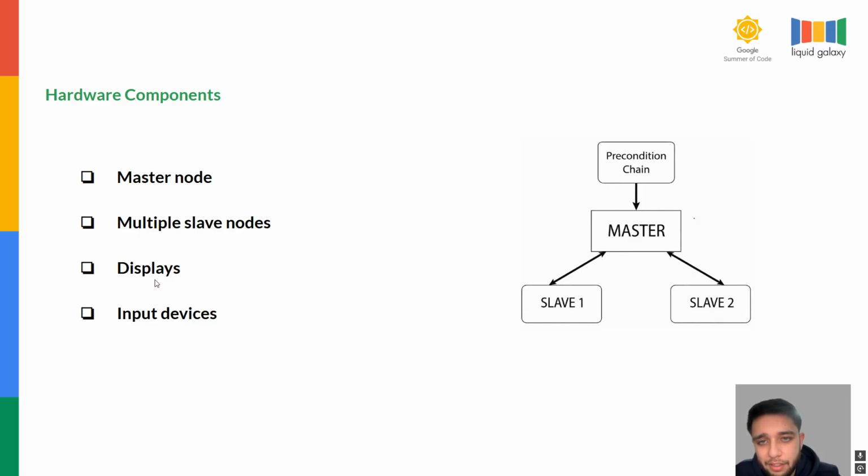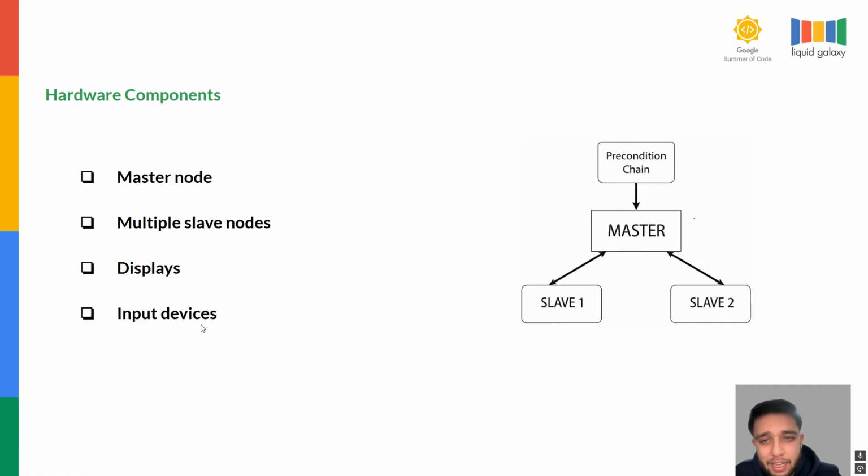Then we have the displays. These are the multiple screens placed side by side in a curved or straight environment. Together they create an immersive visual environment, making the content look more realistic and engaging compared to a single screen.